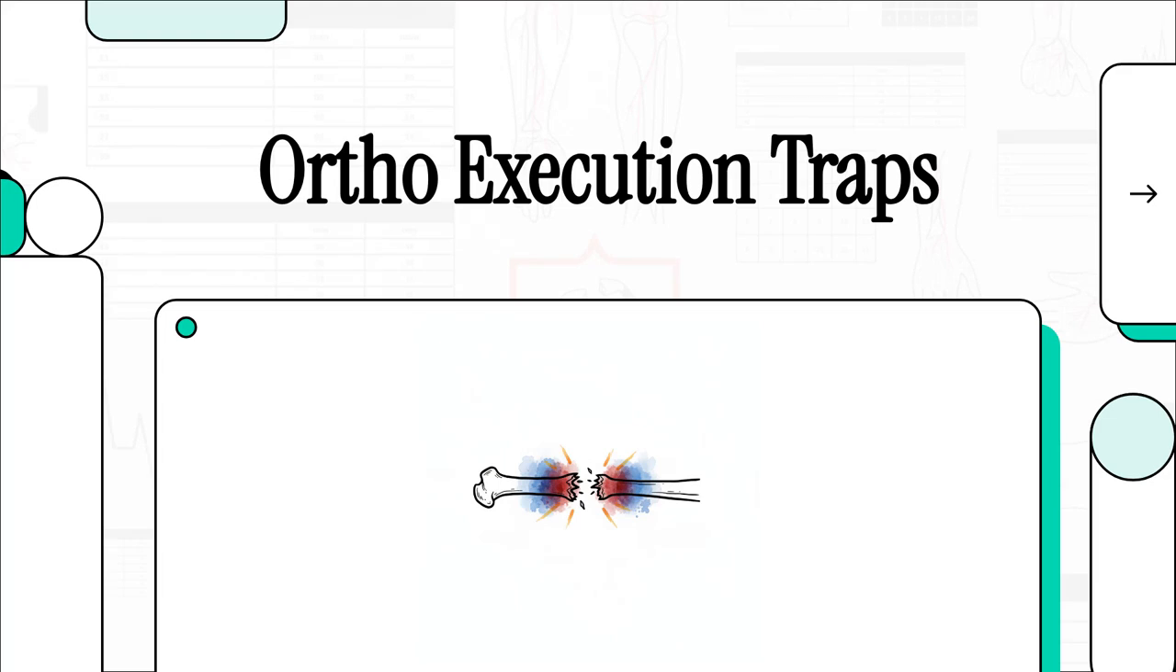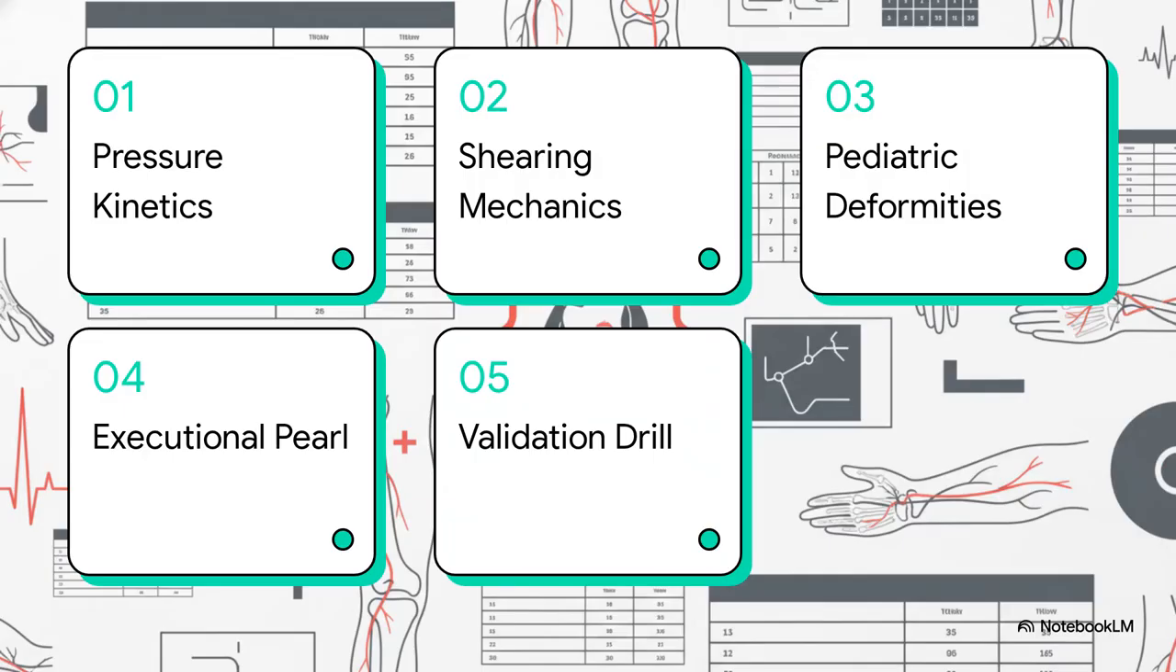Welcome to this Section 89 Clinical Audit Explainer. We're skipping the basic definitions today and jumping straight into a high-stakes Socratic stress test. We are looking at limb-threatening orthopedic execution traps. Let's get right into it. Module 1 starts now. Here's our Section 89 audit protocol.